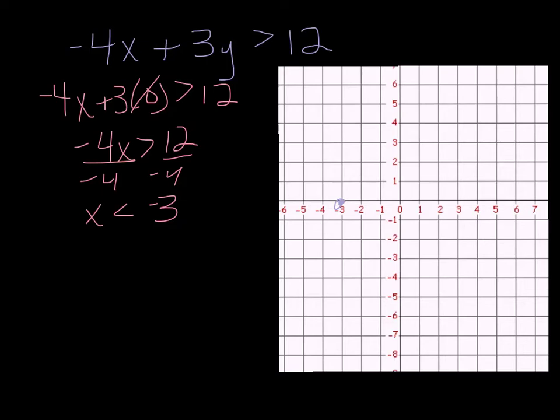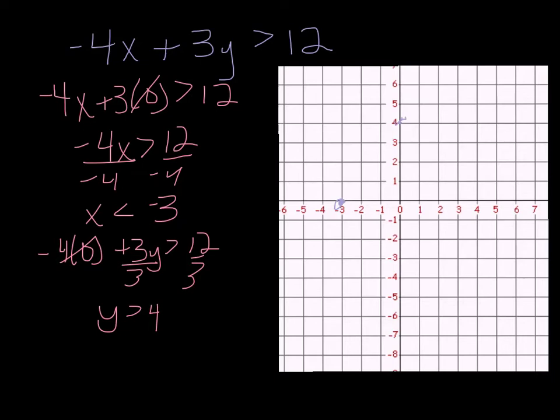Okay, now I'm going to plug in the other one. So we have negative 4 times 0 plus 3y is greater than 12. That goes away, divide by 3. y is greater than 4. So my y-intercept is 4.